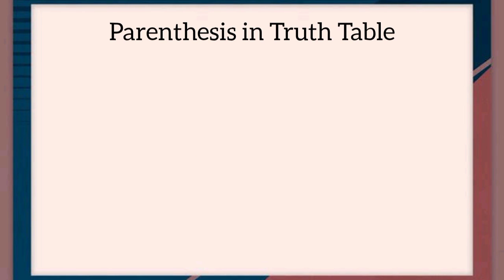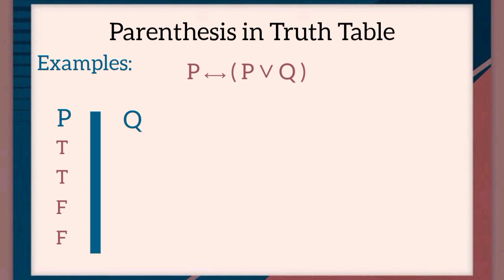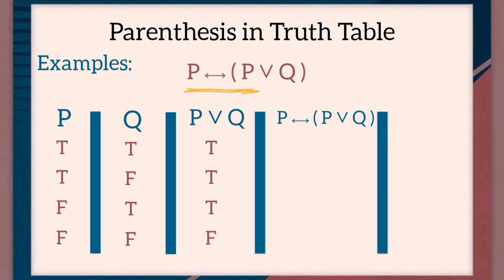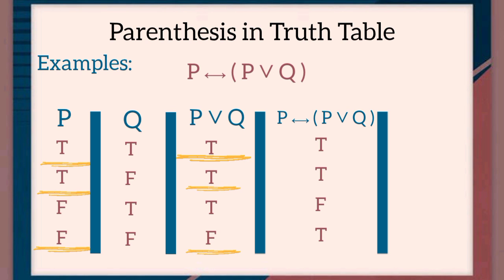So if there are parentheses in your truth table, they should always come first, just like in any mathematics. So this is an example. What we will do first is write the basic format, which is this. Then we will solve the one in the parentheses, which has the disjunction. After finding the answers, we will now proceed to the next connective, which is the biconditional. So these values will be true since these are the times where P is equal to the one in the parentheses, which is told in a biconditional.